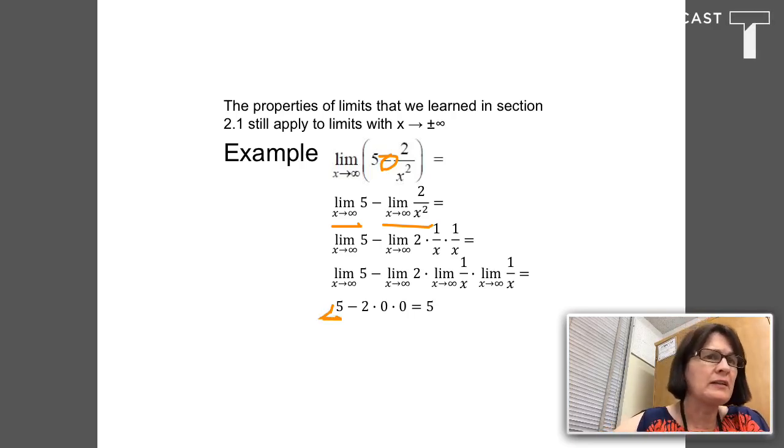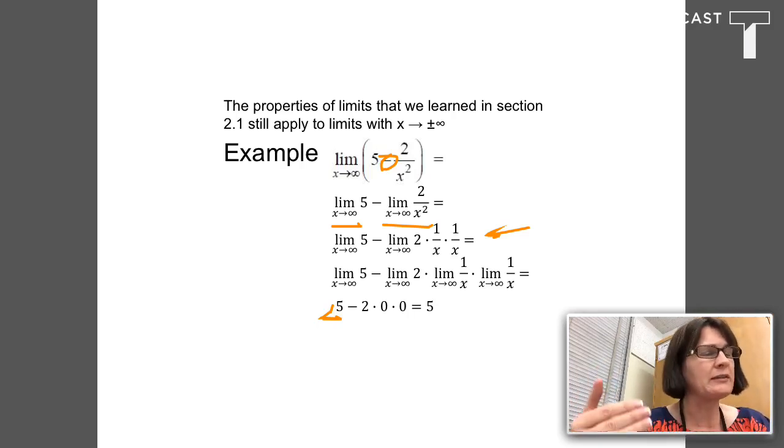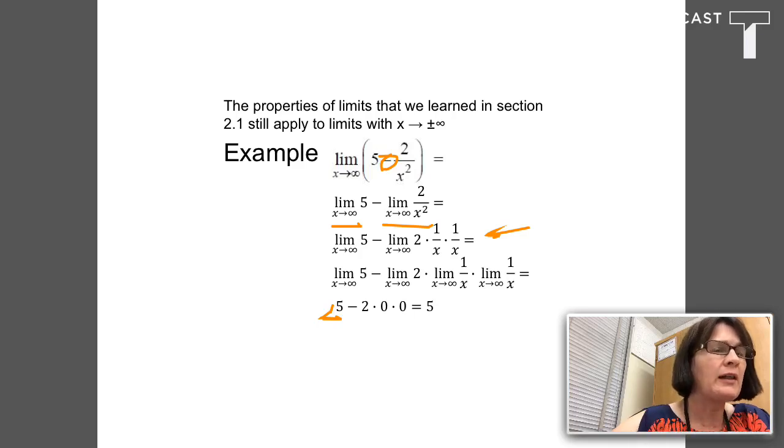And here I want to find the limit as x approaches infinity of 2 over x squared. You could think of that as a product. That's 2 times 1 over x times 1 over x is one way to split it up. You could also think of it as the limit of a quotient and rewrite that as the quotient of the two limits. Either way works fine. So I'll have the limit as x approaches infinity of 2 times the limit as x approaches infinity of 1 over x times, again, the limit as x approaches infinity of 1 over x.